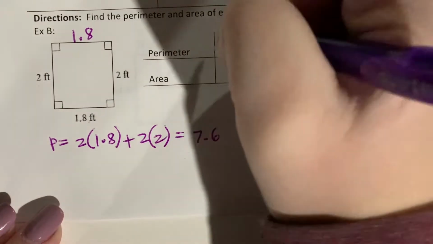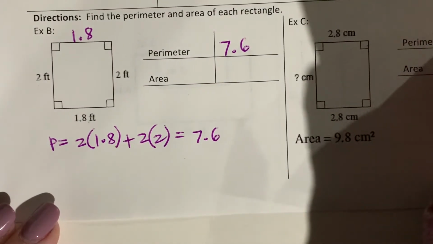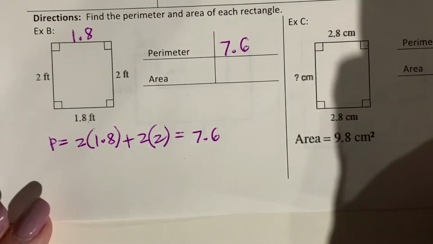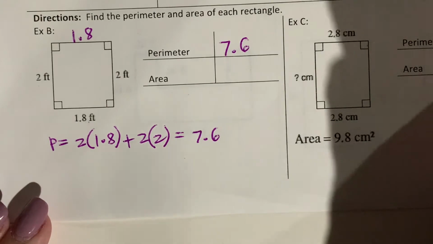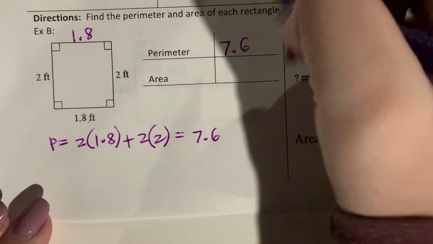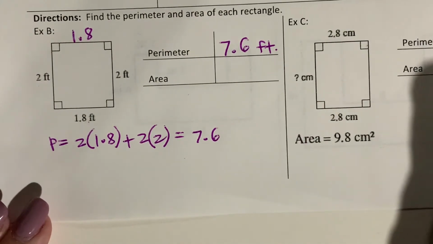So I can come up here and I can say my perimeter is 7.6. And I do need to put units. Units are very important when talking about perimeter and area of figures. So you need to go and look at what units were used in the figure. I see feet, and perimeter is just the units. So I'll have 7.6 feet.